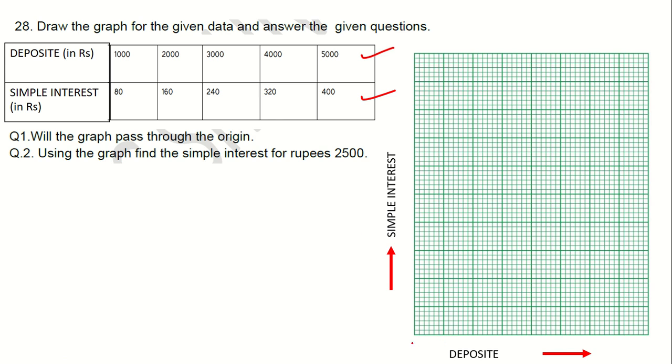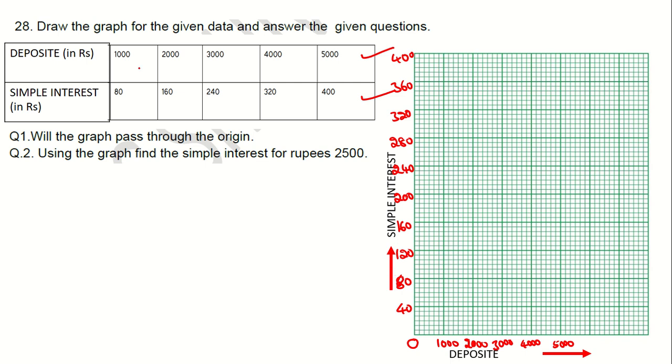Now we take the numbers here. Here it is 0. The first column is taken as 1000, the second as 2000, the third as 3000, the fourth as 4000, and then 5000. On the y-axis we take 0, 40, 80, 120, 160, 200, 240, 280, 320, 360, and 400. So on the y-axis we take simple interest.